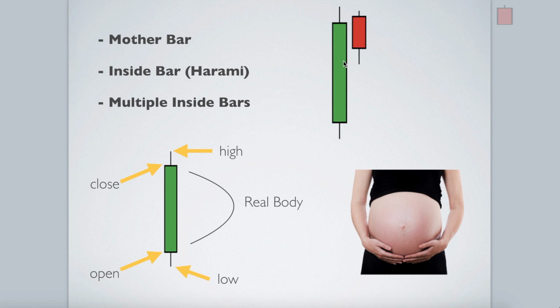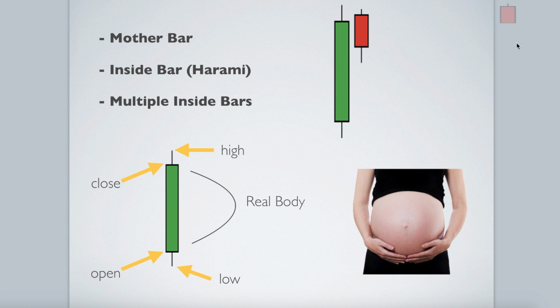Harami is actually an old Japanese term for pregnant, and we can see the symbolism of this as the mother candle fully engulfs this red candle, similar to a mother having a child fully inside her belly. One thing to note is you can have multiple inside bars in a row. So here would be an example of two inside bars. If you want to relate it to a mother, it's like a mother having twins, triplets, quadruplets, and so on. Anyways, I'm digressing a bit here, but just remember that an inside candle is one whose range is completely within the previous candle, and you can have multiple inside candles which represent a range that is getting tighter and tighter, which we will get to in just a second.